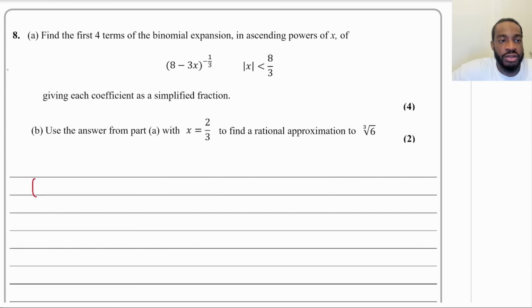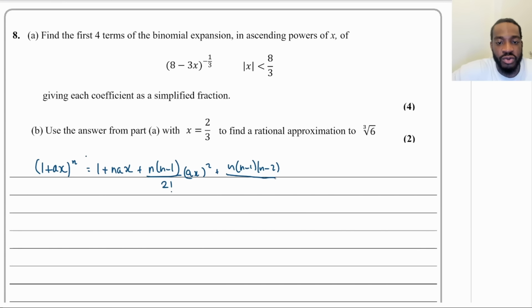So remember, let me change this to a blue. If I've got 1 plus ax to the power of n, this is going to equal 1 plus nax plus n(n minus 1) over 2 factorial times ax squared, plus n(n minus 1)(n minus 2) over 3 factorial times ax cubed, and so on and so forth. So these would be the first 4 terms, generally speaking, so we've got to use it for this.